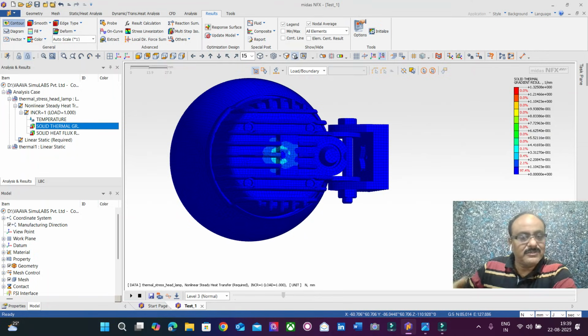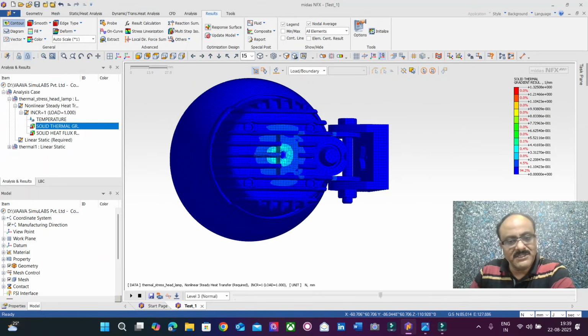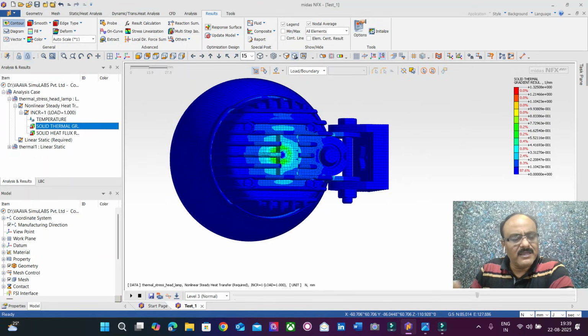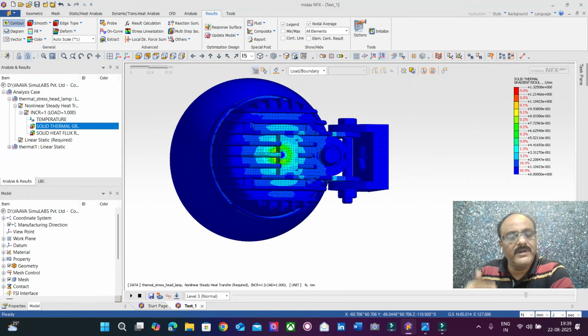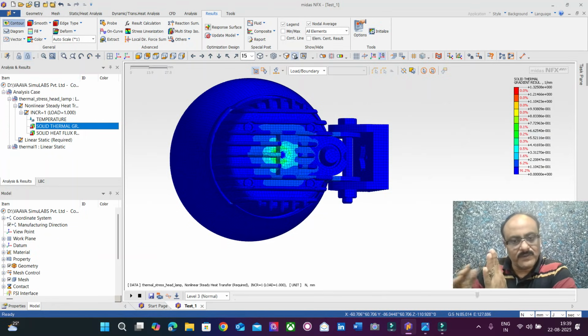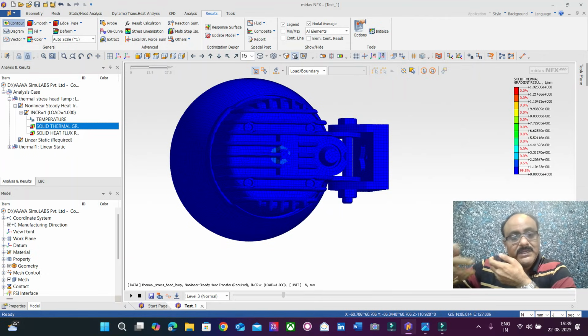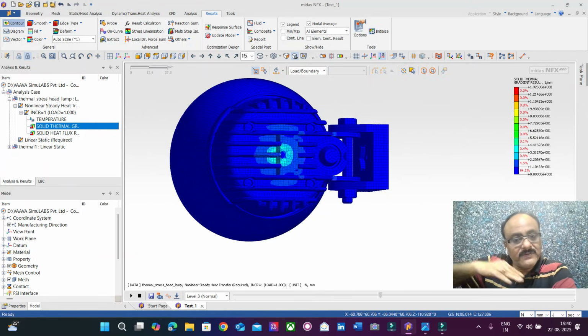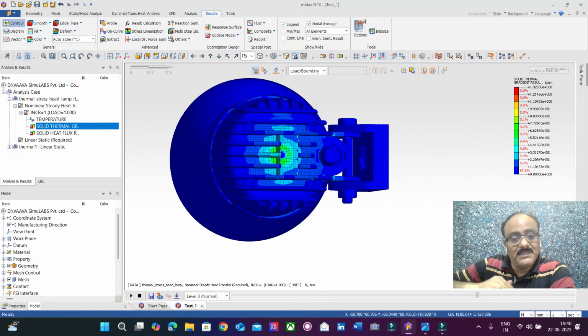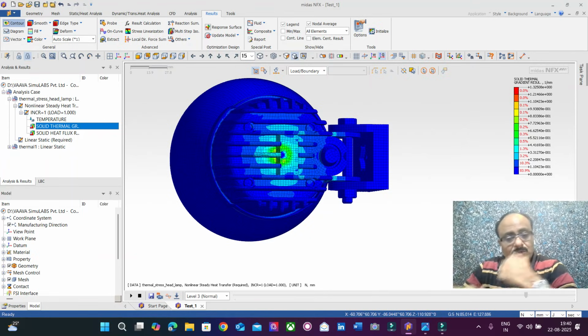Then the next transient simulation will try to make use of computational fluid dynamics, and we'll try to find out how the temperature is going to vary with respect to time, and how the convecting fluid is going to carry the temperature from one point to the other point. So the temperature vectors, the heat gradient vectors, we will be able to find out.